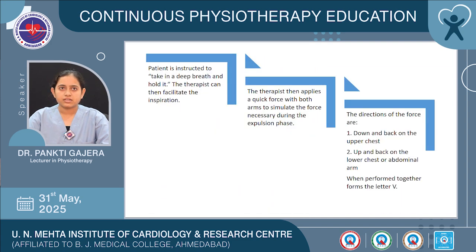After the patient is instructed to take in a deep breath and hold it, the therapist can facilitate inspiration. After that, the therapist applies a quick force with both arms to stimulate the force necessary during the expulsion phase. There are two directions of force with the two different hands. First, the upper chest goes down and back, and the lower chest goes up and back. So when we do them together, it forms the letter V shape. Both the forces form the letter V.